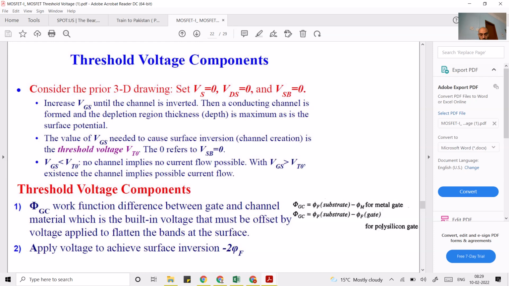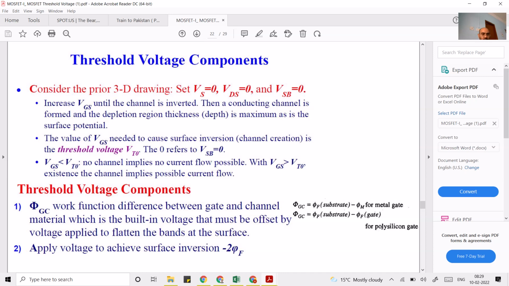If the gate voltage is less than a certain voltage, called the threshold voltage, then there will be no channel formation and no current flow between the source and the drain. But if the gate to source voltage, obviously because all the voltages are measured with respect to the source, is greater than the threshold voltage, then only will the channel formation take place and the current flow.